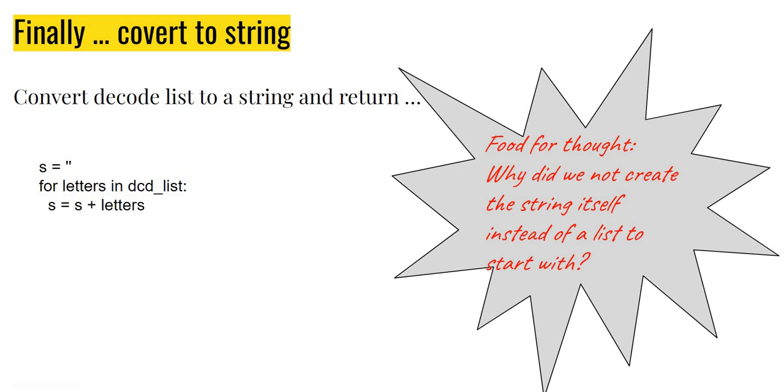Return it back. Now, one food for thought: why did we do this DCD list, and why not create a string right away, with which we could write values? Think about it. I'll be very happy to discuss. But I hope you found this interesting. Certainly, this is involved, but very logical. And see how powerful programming is. We are able to do so many things with it.